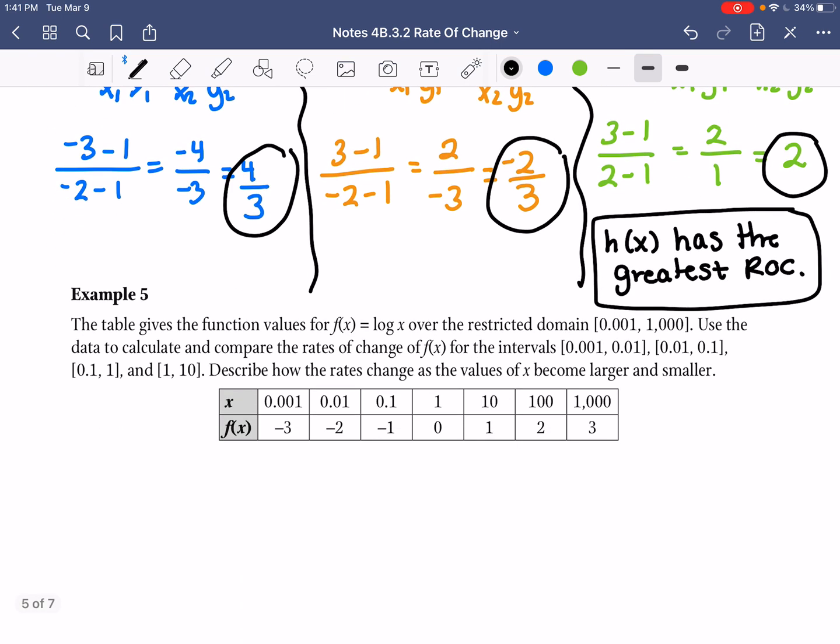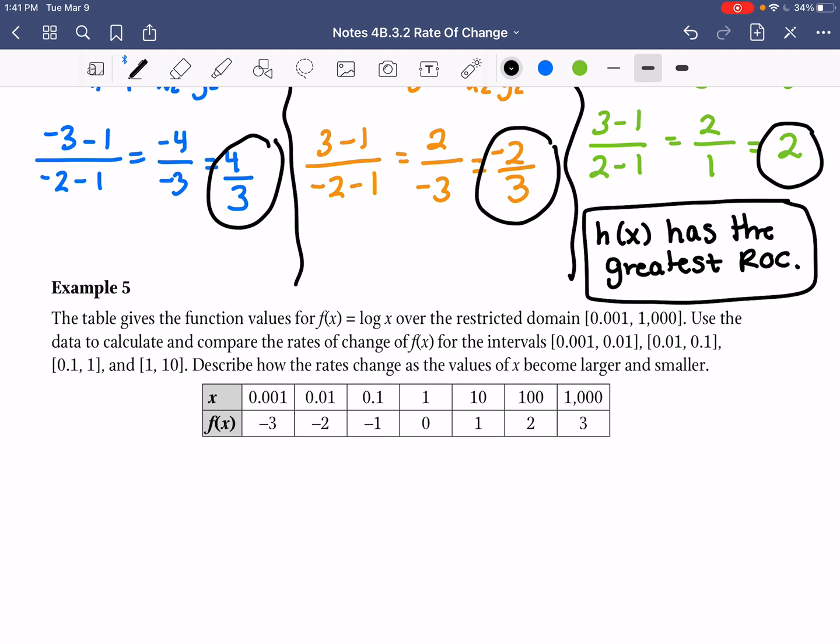All right, last one. We are going to simplify this one a little bit. It says the table gives the function values for f of x equals log x over the restricted domain. It goes from 0.001 all the way to 1,000. Those are your x's. Use the data to calculate and compare the rates of change of the intervals. We're going to do the first one they have. We're not going to do the second one or a third one. We're just going to do the first one and the last one. It says describe how the rates of change of the values of x become larger and smaller.